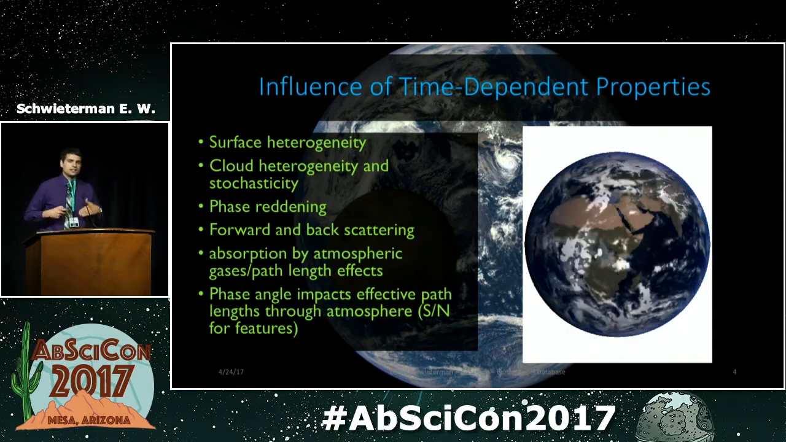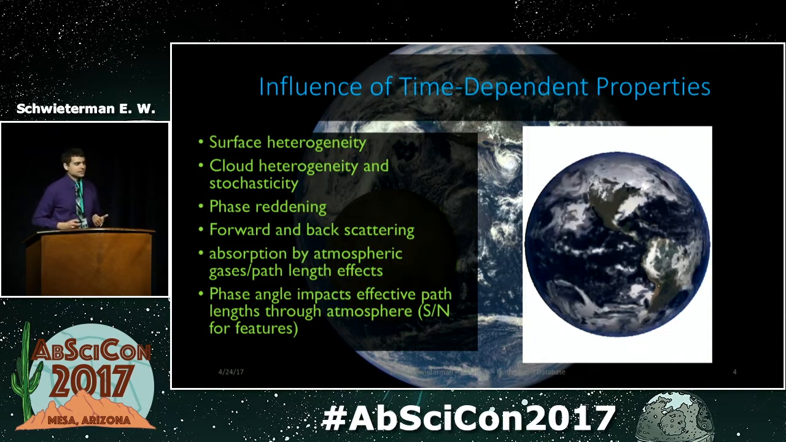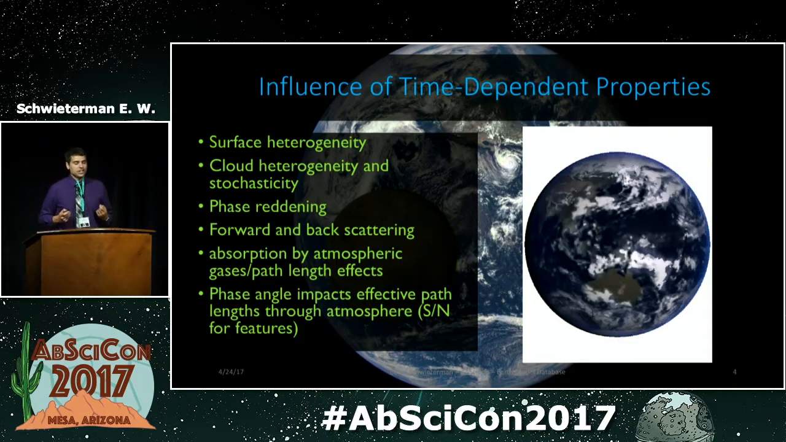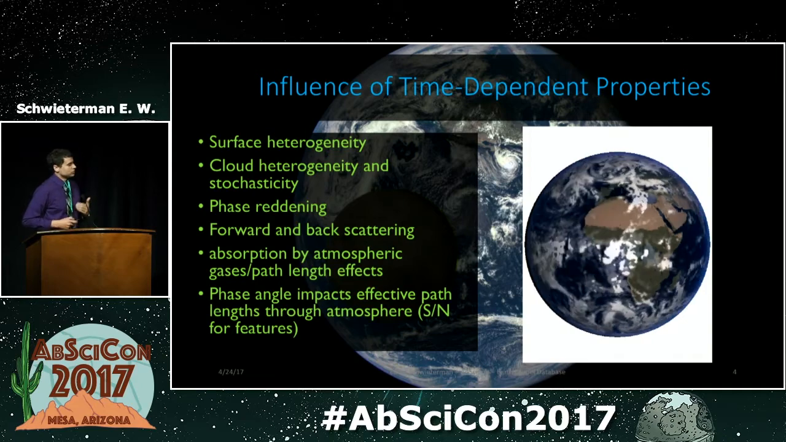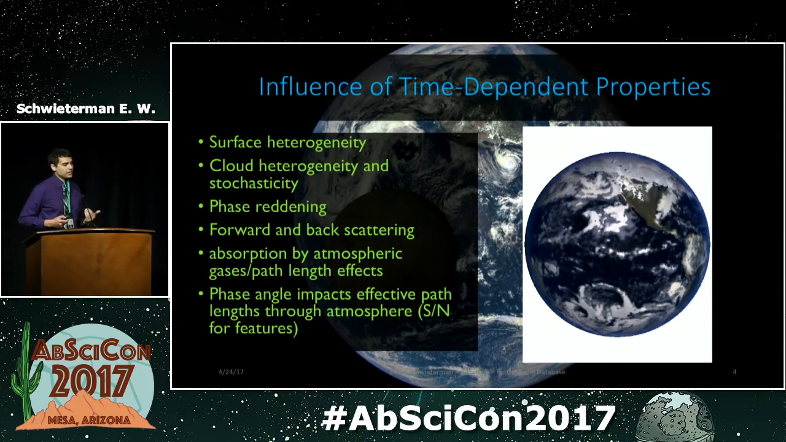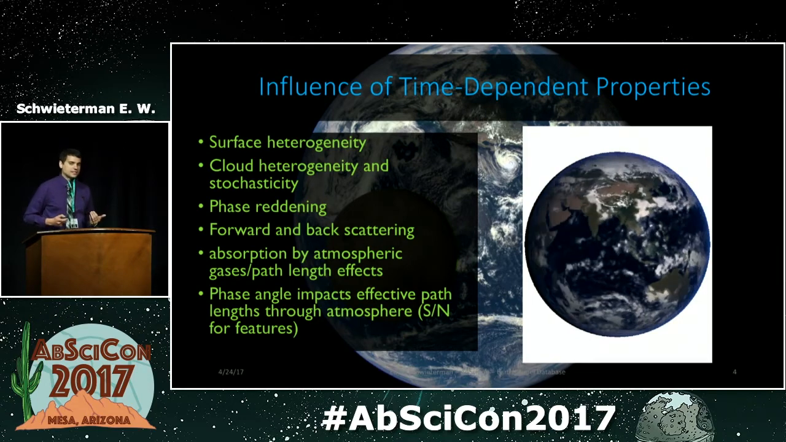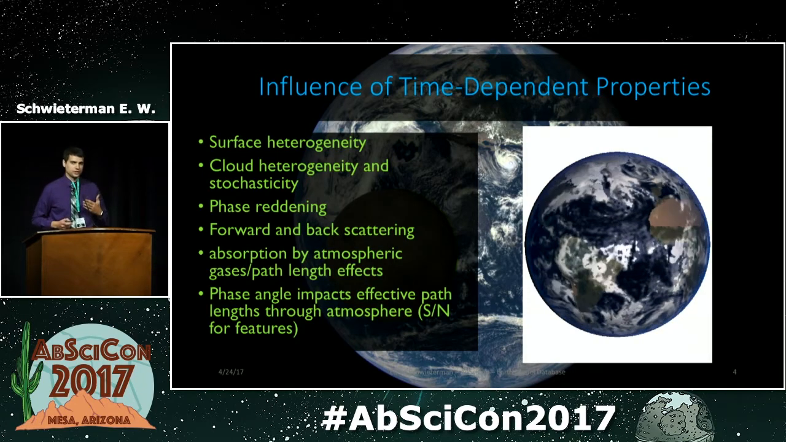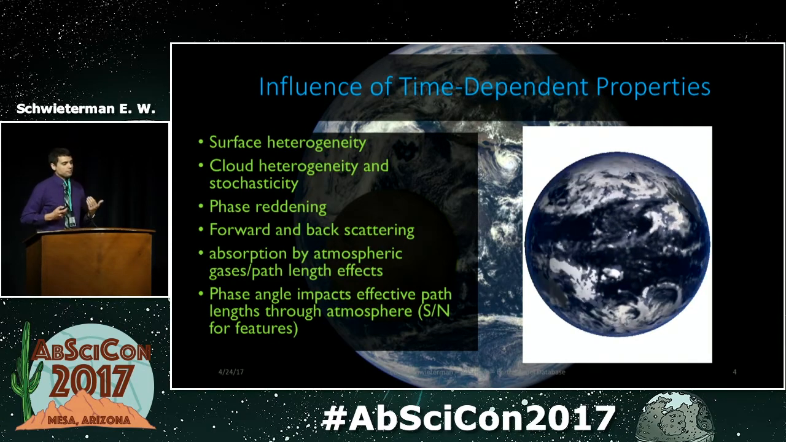As you're integrating that disk average spectrum, it's going to take a long time. The planet's going to be rotating. It's going to be going through phases. And there are a lot of properties that are going to change with time, including the surface fractions of different surface types, so surface heterogeneity like land and ocean, cloud heterogeneity, we talked about how important clouds were, and the stochasticity of cloud cover. There are other effects like phase reddening, forward and back scattering from clouds. Your effective path length through the atmosphere will change if you're looking at crescent phase or quadrature or gibbous phase. And those will all affect the signal to noise that you can recover.